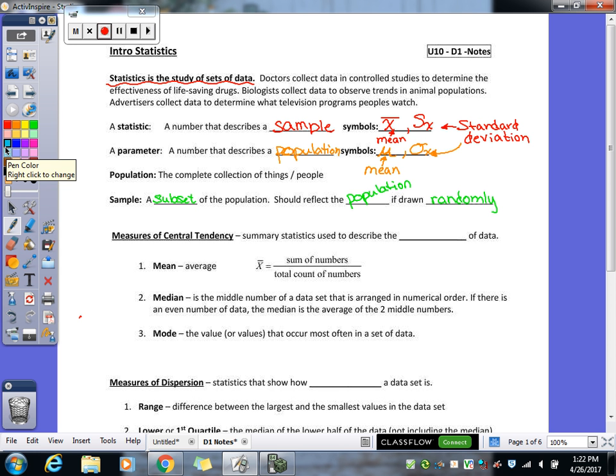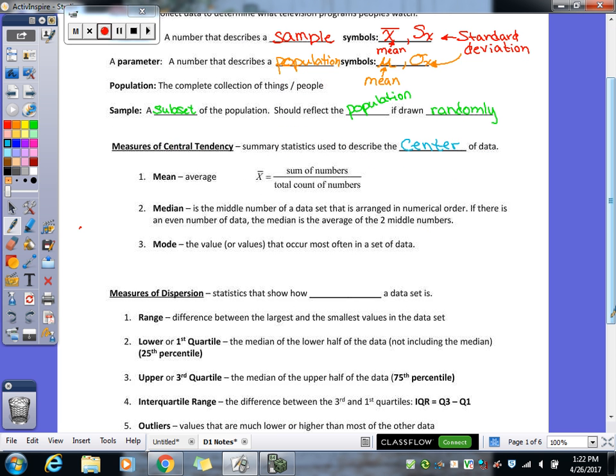So then our measures of central tendency. This is a summary statistic used to describe the center of your data, hence the name, measures of central tendency. That is your mean, your median, and your mode. Those words sound familiar? Mean, if you're going to calculate it by hand, you would add up all of your numbers and divide by however many numbers you actually have. That gives you your average.